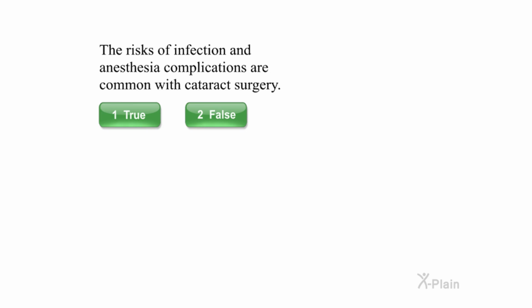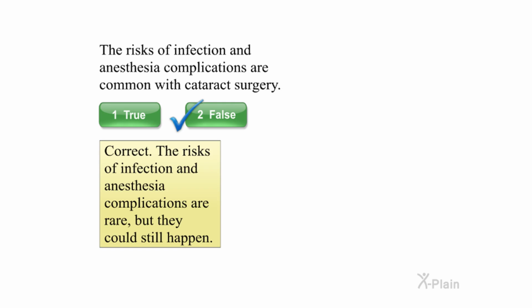The risks of infection and anesthesia complications are common with cataract surgery. Select true or false. Correct. The risks of infection and anesthesia complications are rare, but they could still happen.